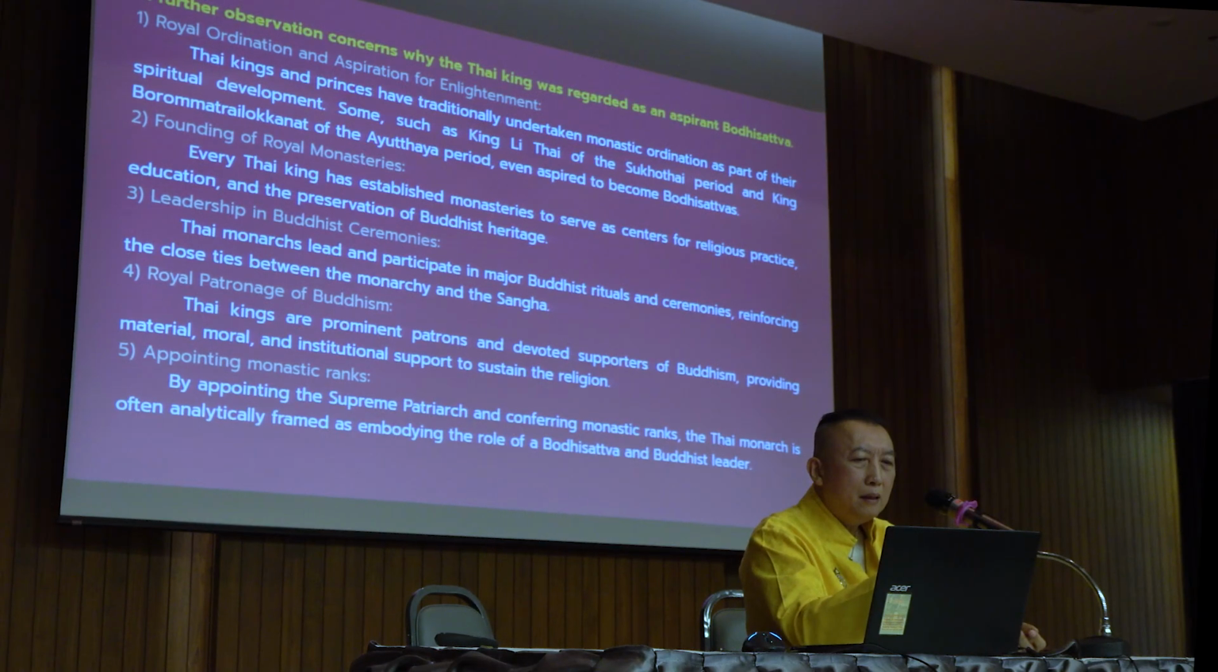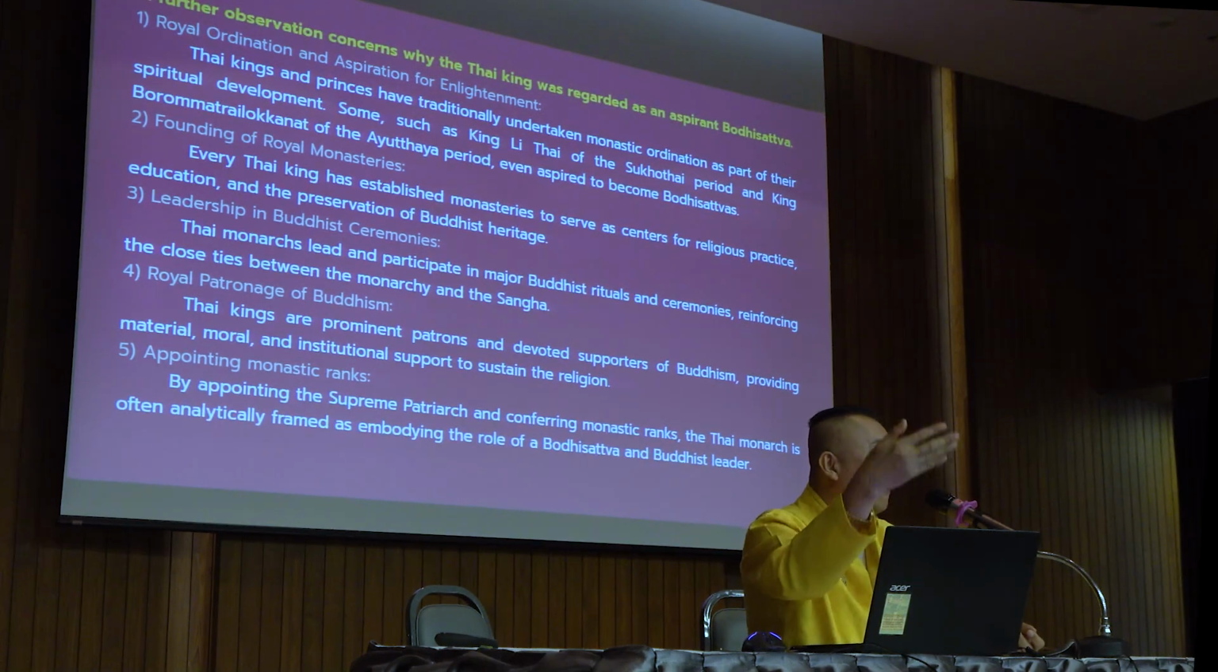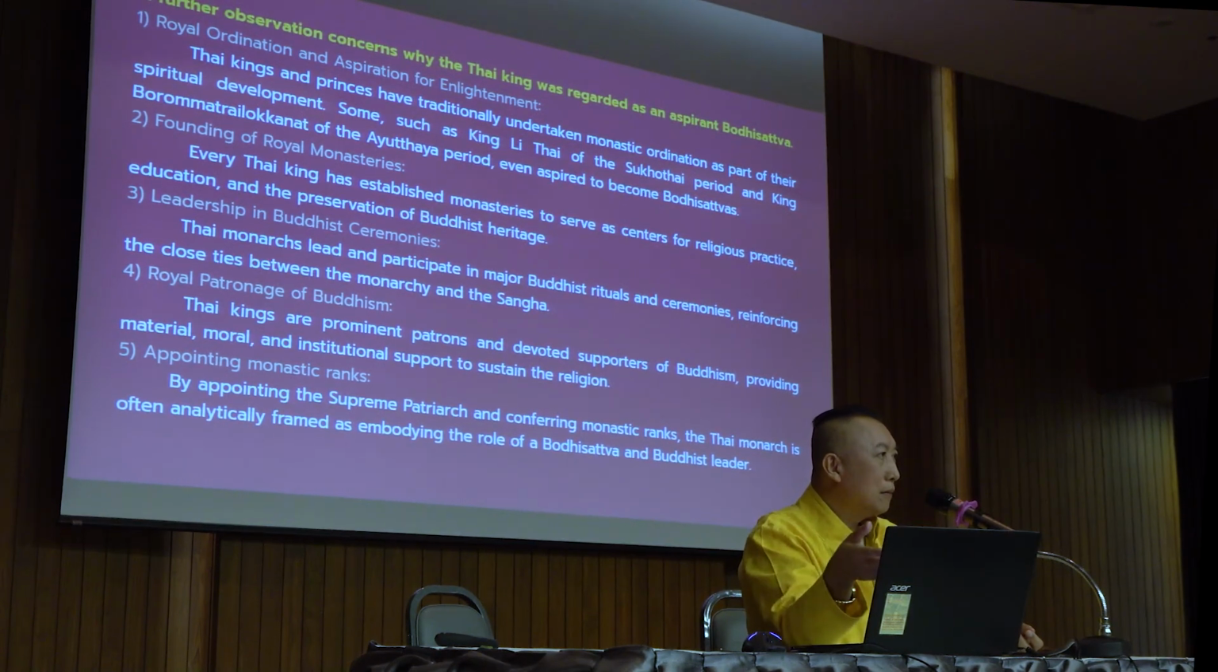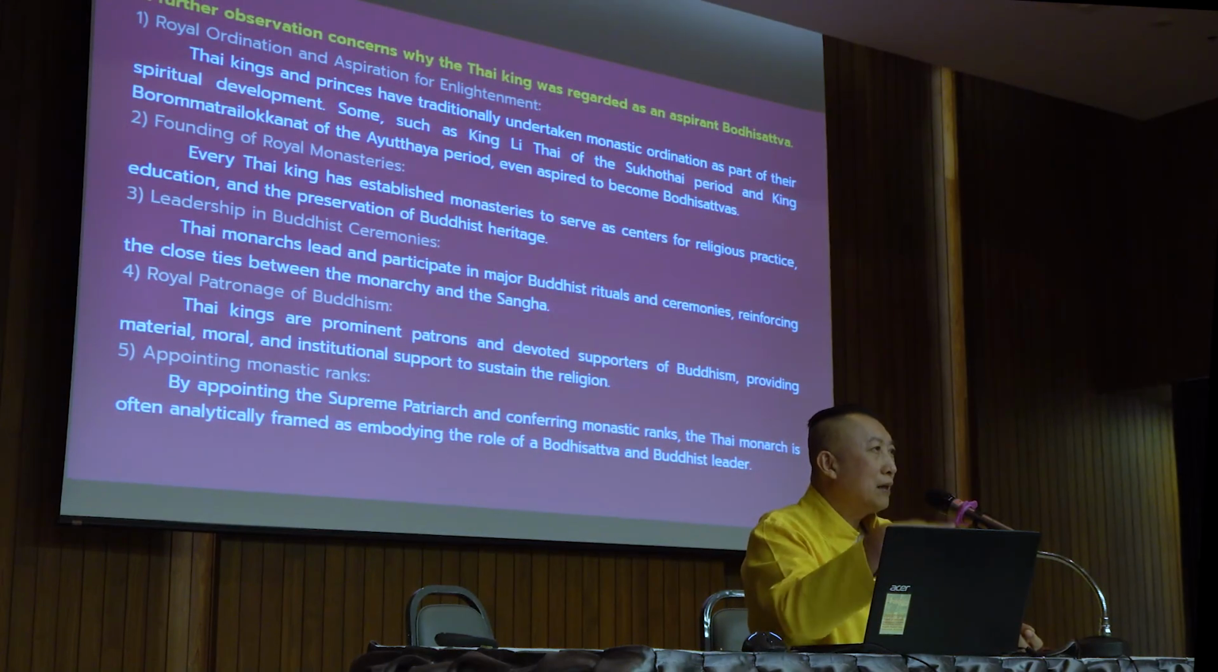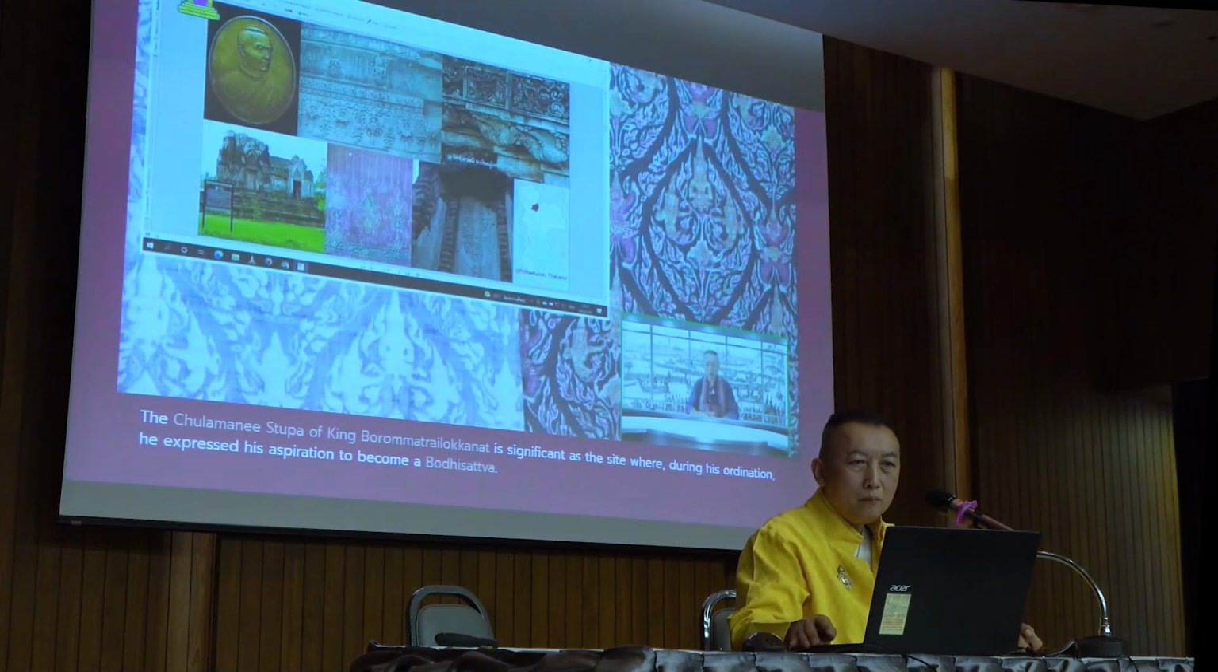Another part is that the king seems to be higher than the monk, by appointing monastic rank to the monk. Not the monk giving to the king, but the king giving to the monk. It is a kind of Bodhisattva giving to the ordinary monk. So the ranking of monks is appointed by the king.